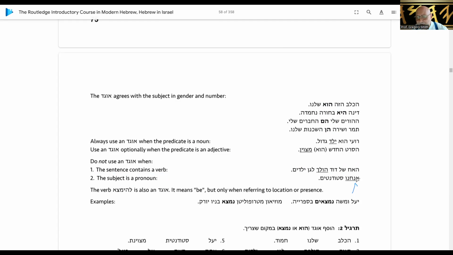Okay, so anachnu studentim. So we are students. Anachnu studentim, we are students. The subject is a pronoun. Okay, you don't see any of these in there. You don't see hu, you don't see hi, you don't see hem or hen. You don't see any oged. That's what they're called in this grammar sense.